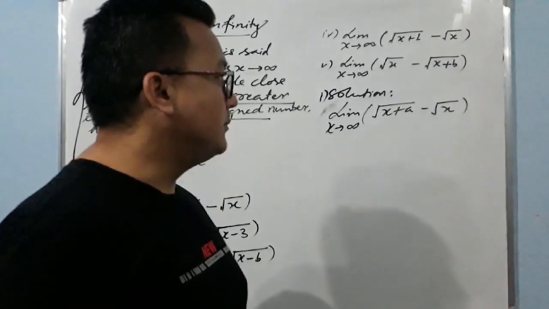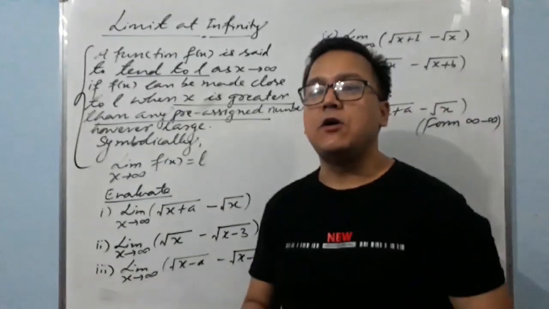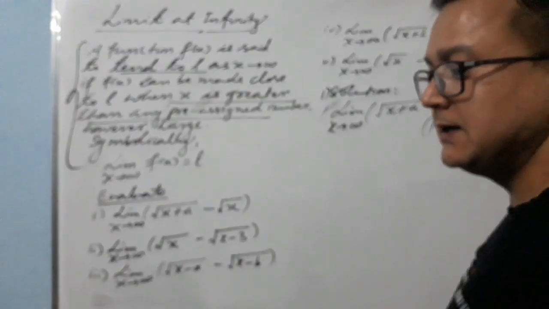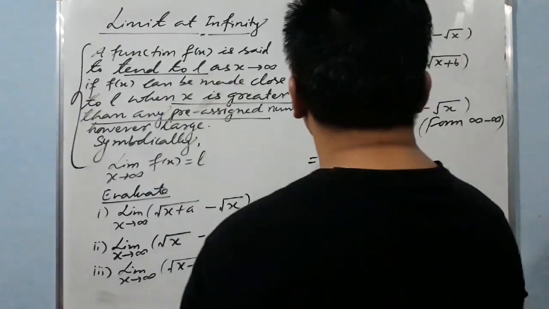Last time we met the 0 upon 0 indeterminate form. Today we have the infinity minus infinity form. If you put in infinity directly, you are going to get infinity minus infinity, which is an indeterminate form. As I told you already, if we get an indeterminate form, we need to simplify. So how to simplify?